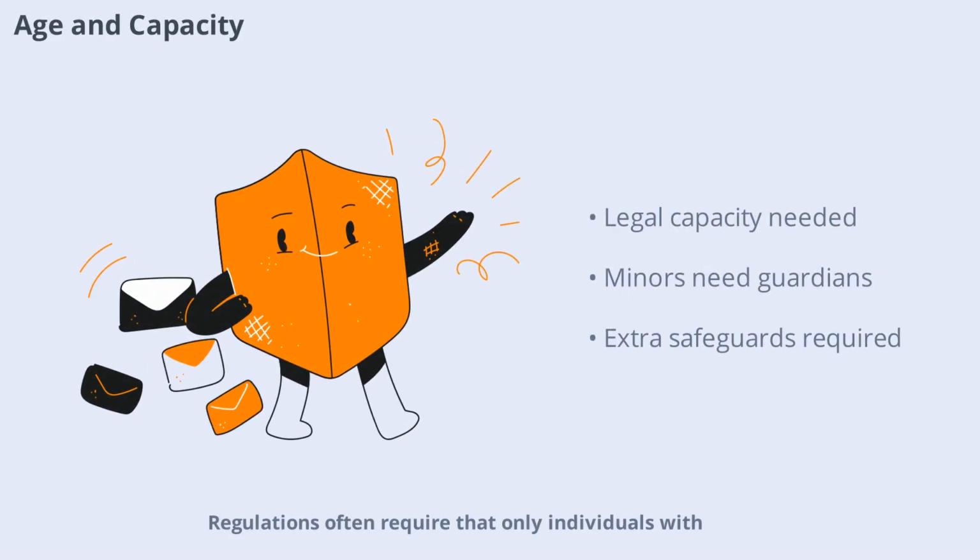Regulations often require that only individuals with the legal capacity to consent can do so. This means minors or those unable to understand the agreement may need a parent or guardian to provide consent on their behalf. Laws may set specific age thresholds and require additional safeguards for vulnerable populations.